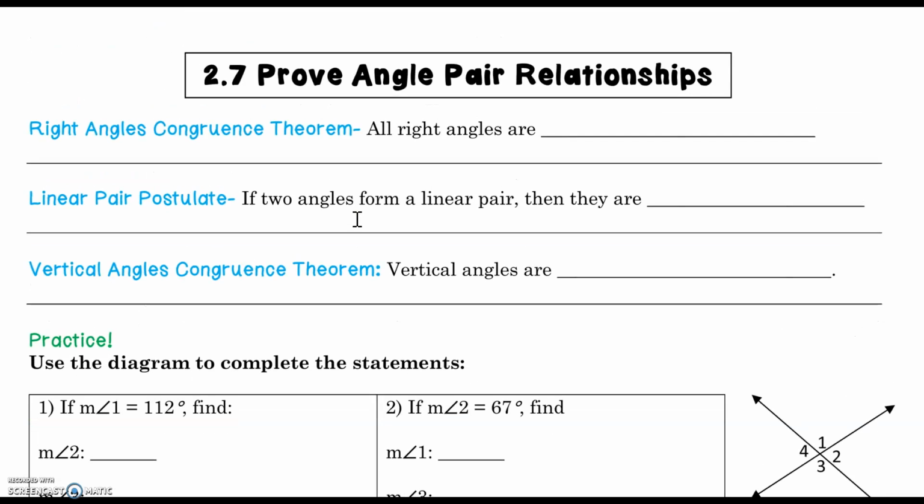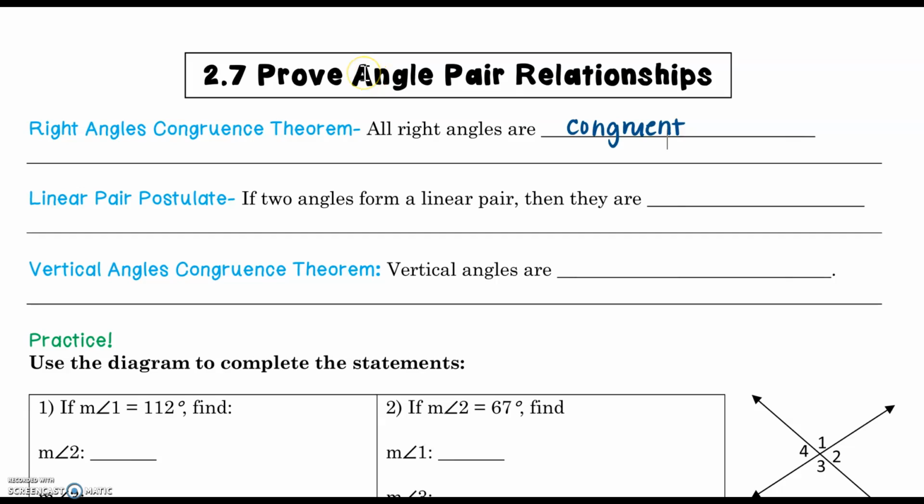All right, proving angle pair relationships. So just some theorems here. The right angles congruence theorem, right? All right angles are congruent. That makes sense because if it's a right angle, it has to measure 90 degrees. So that means all right angles are congruent. They have equal measure.